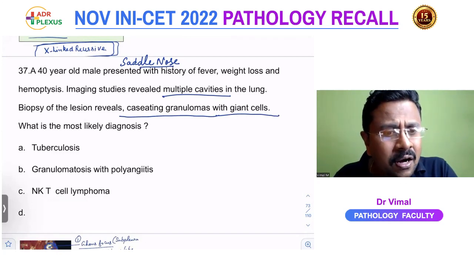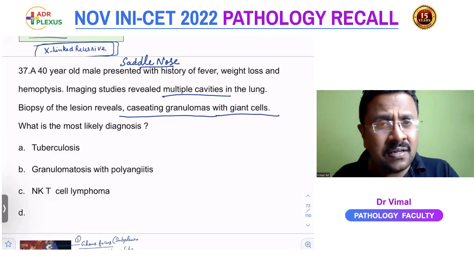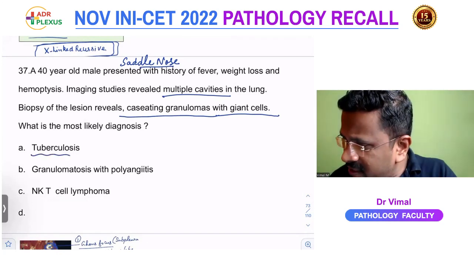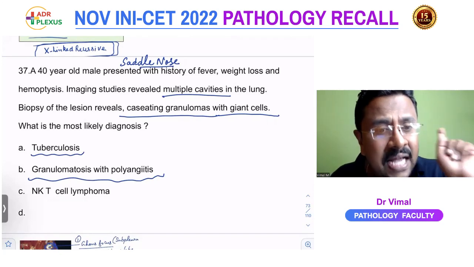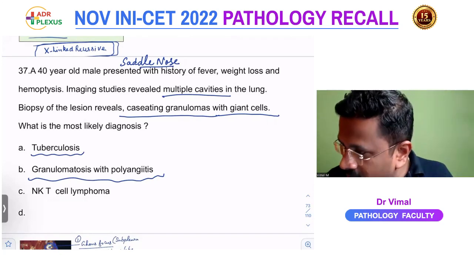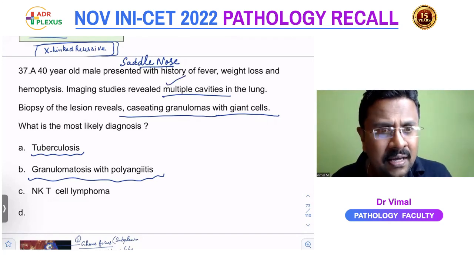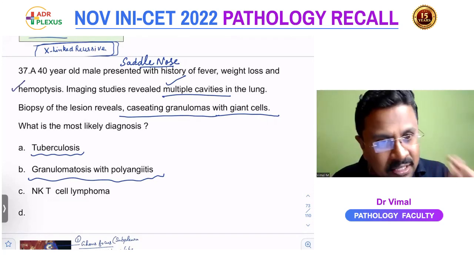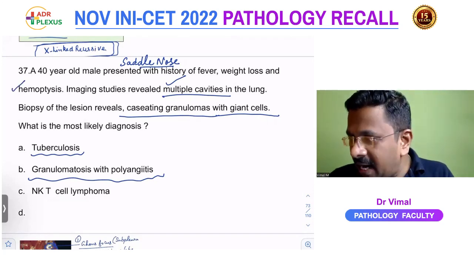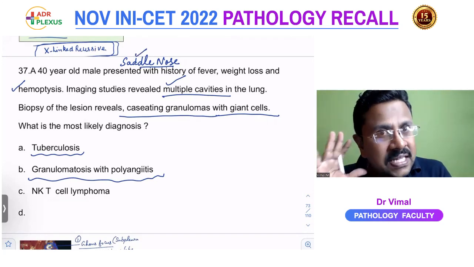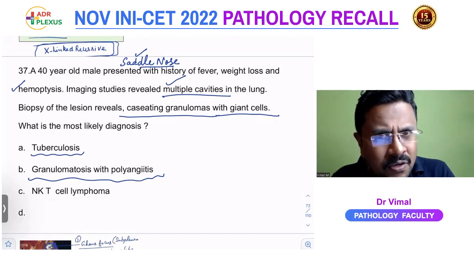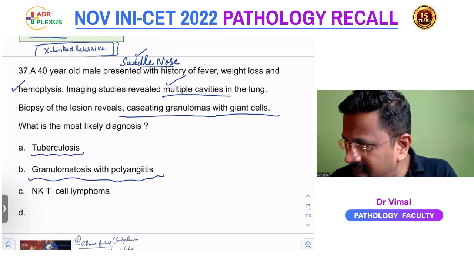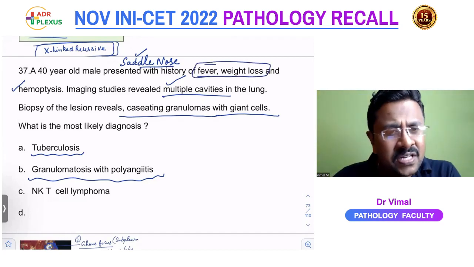So please remember, guys, out of the options, most of you got confused between tuberculosis and granulomatosis with polyangiitis, the Wegener's. Yes, both tuberculosis and granulomatosis with polyangiitis can cause multiple cavities in the lung, and hemoptysis can occur in both TB as well as Wegener's. Saddle nose deformity is usually seen in Wegener's granulomatosis. But lupus vulgaris, a form of cutaneous TB, can cause bony destruction, that is nasal bone destruction. But here fever and weight loss are pronounced, which favors a case of TB.